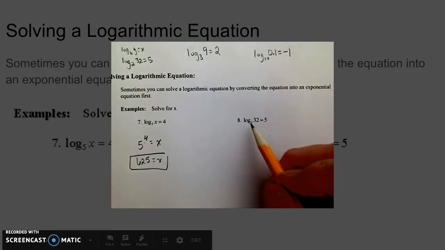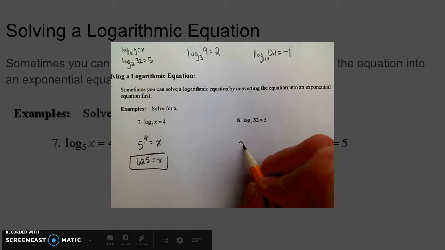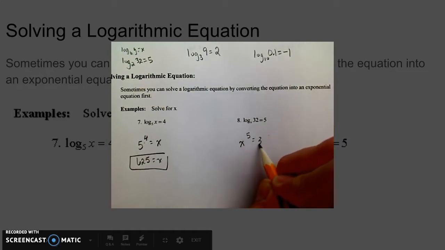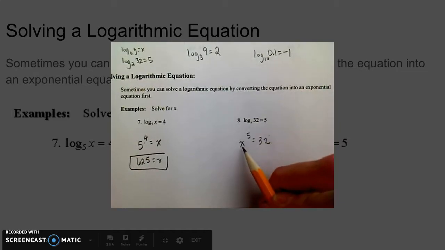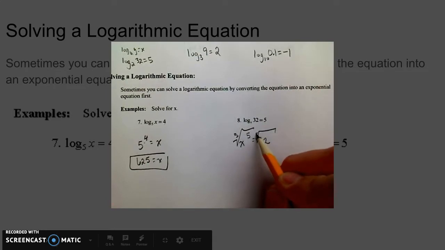How about this one? We just wrote this example in a previous screen. Log base x of 32 equals 5. Okay, so x is our base. The log is the exponent. So we're asking ourselves, what number raised to the 5th power equals 32? Take the 5th root of each of these. And the 5th root of 32 is 2.